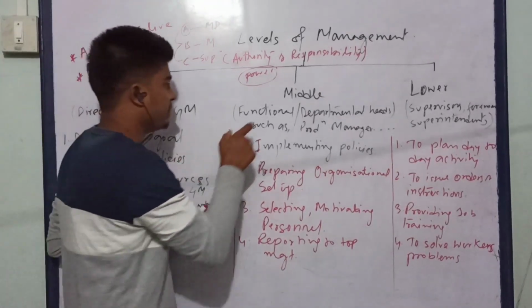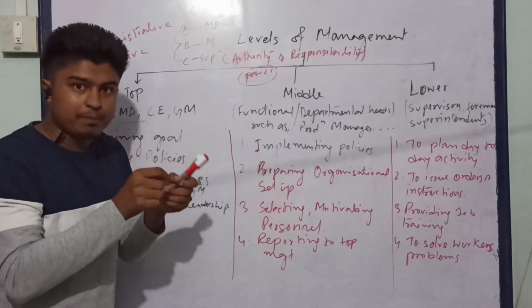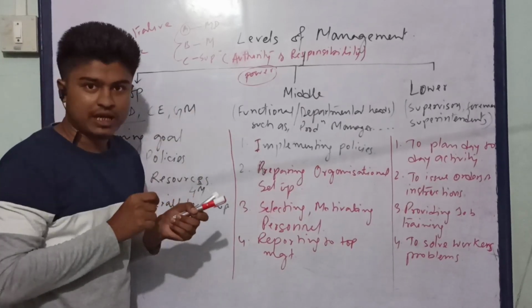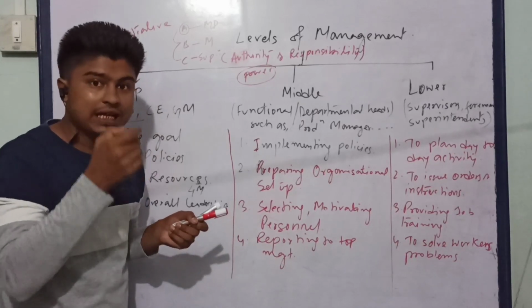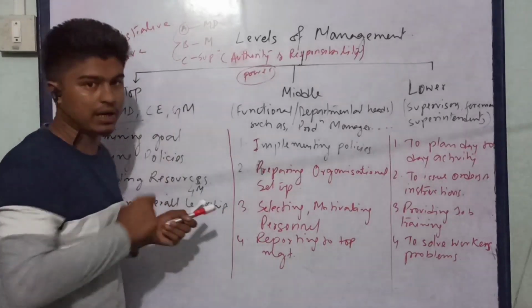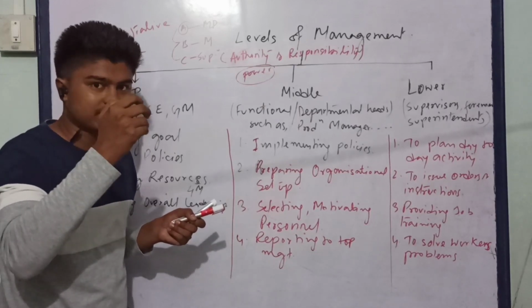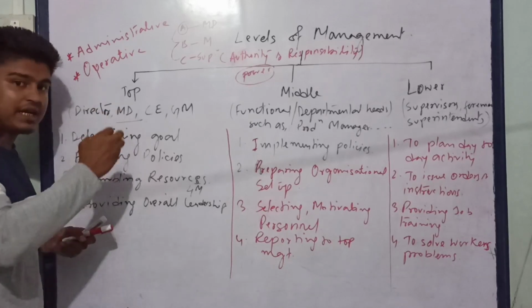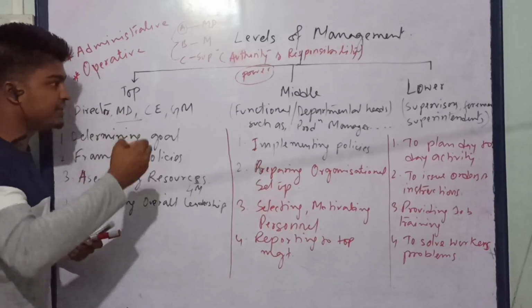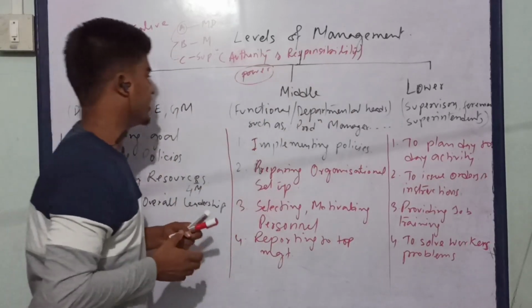Next, middle level. Middle level management means those who work between top and lower. And generally, middle level management officials are termed as a link between top and lower level. They generally perform the link task. They generally collect the policies, collect the decisions of top, and transfer or shift the same decisions or policies to the lower level for better implementation.